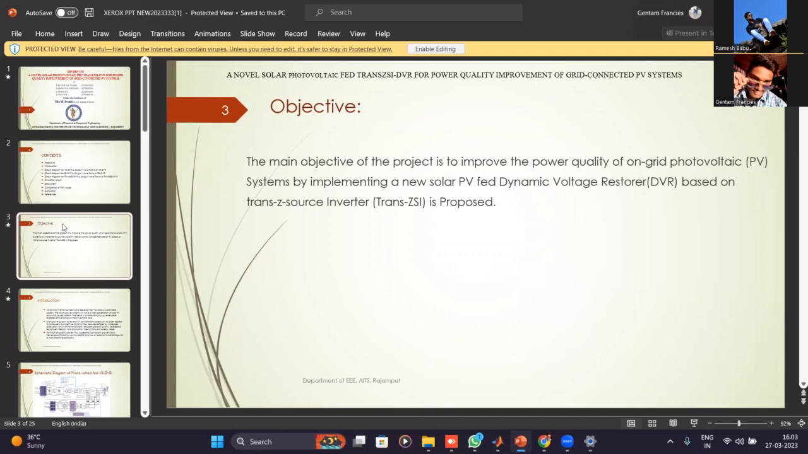For those who are not aware, a DVR is a power electronic compensator used for injecting the desired voltage to the point of common coupling as per the voltage disturbances. Here we are considering voltage disturbances such as sag, a reduction of voltage, swell, an increase of voltage, and interruption, where the power is disrupted.